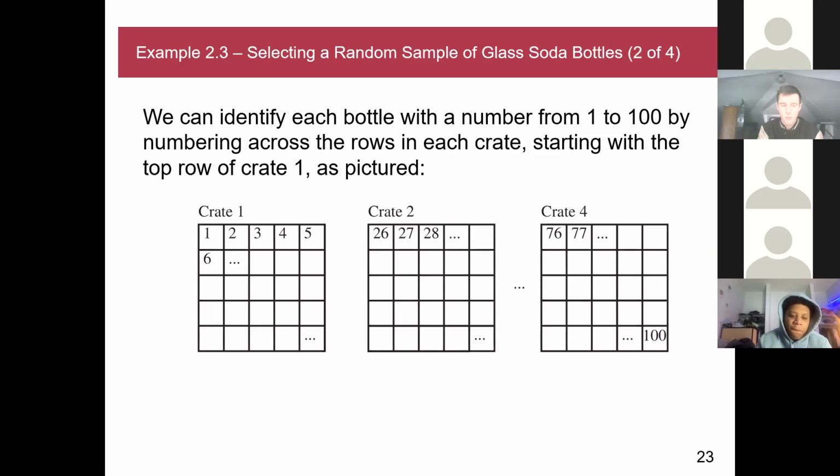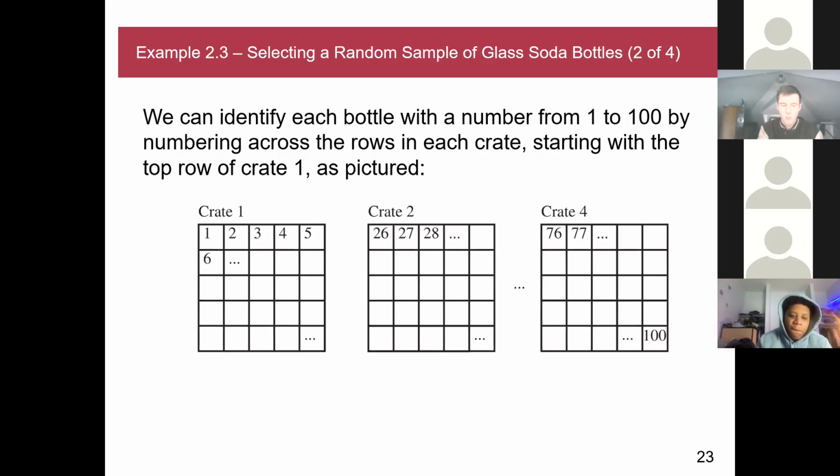And what we do is we assign numbers to each of these bottles, these 100 bottles in these crates. Then we use some sort of process through a computer to randomly select the bottles. Each of these bottles has its own number, so we just randomly select 3 numbers, and whatever numbers they are, we find the bottles in the crate and pull those 3 bottles out.